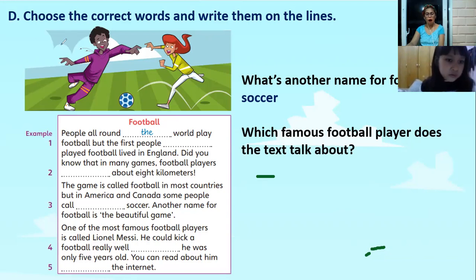People all around the world play football, but the first people who played football lived in England. Did you know that in many games, football players run about 8 kilometers? What is that?